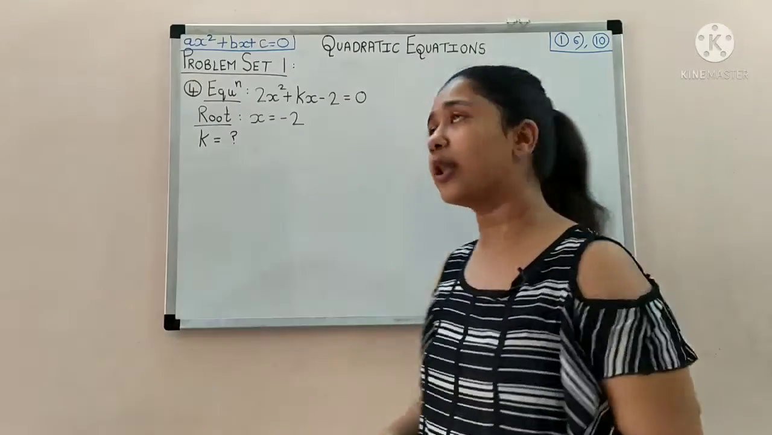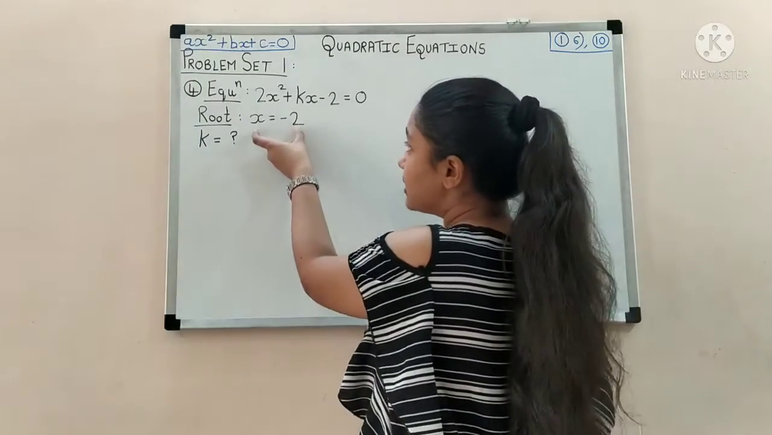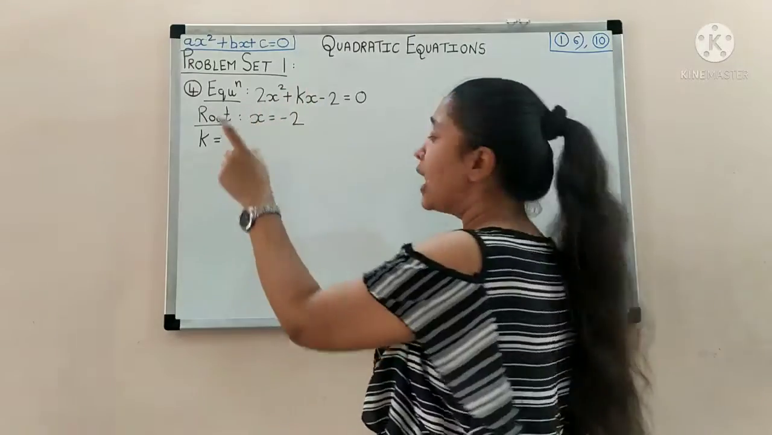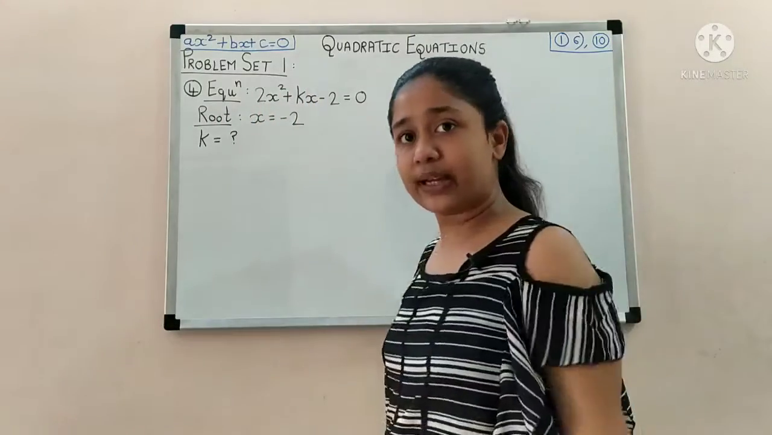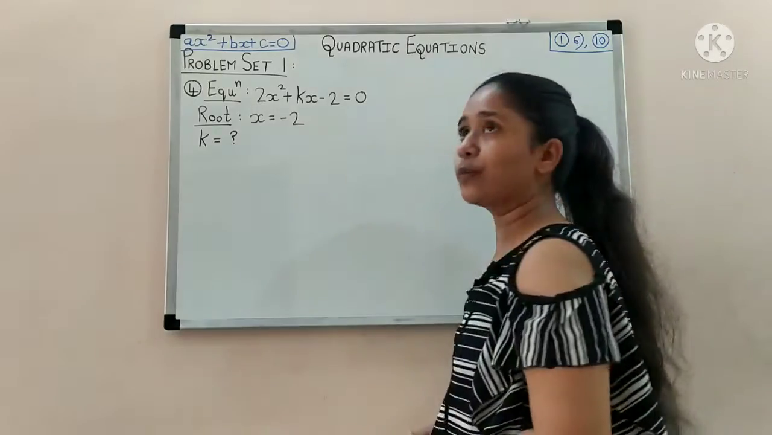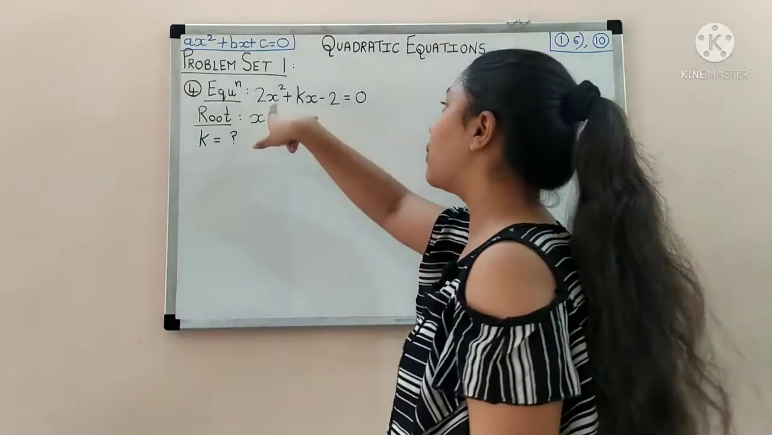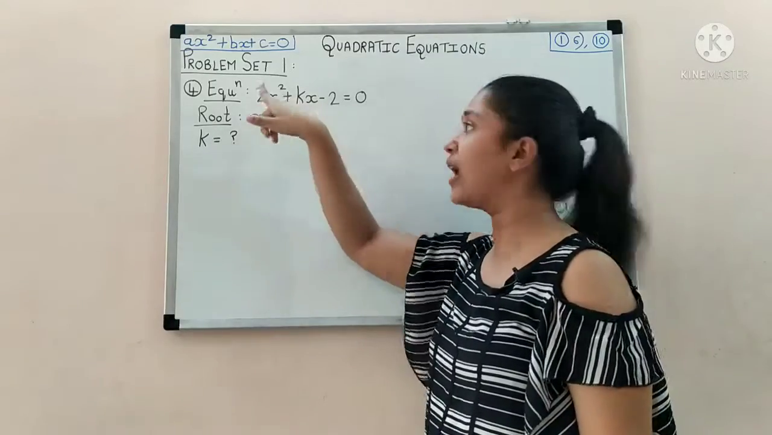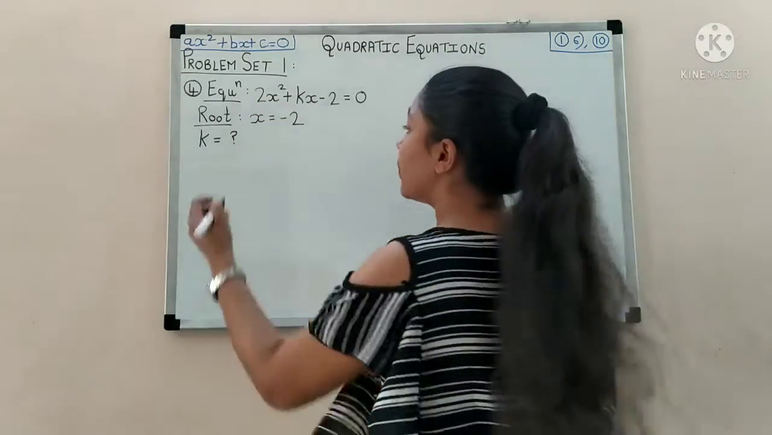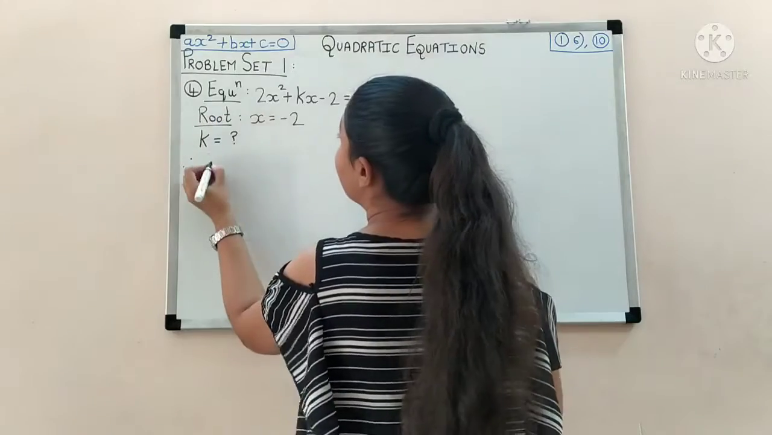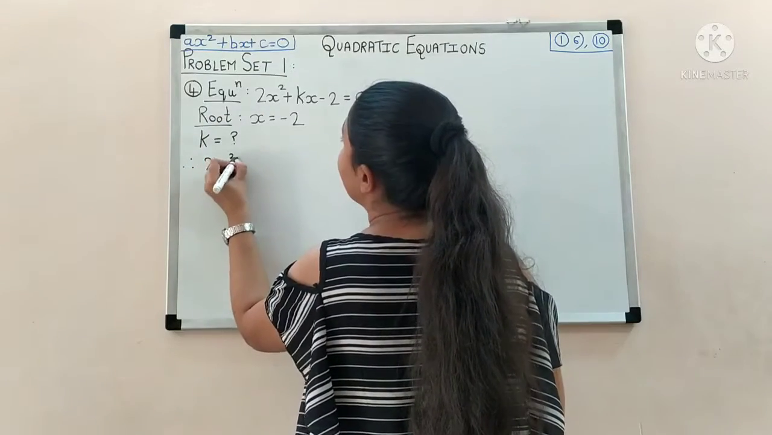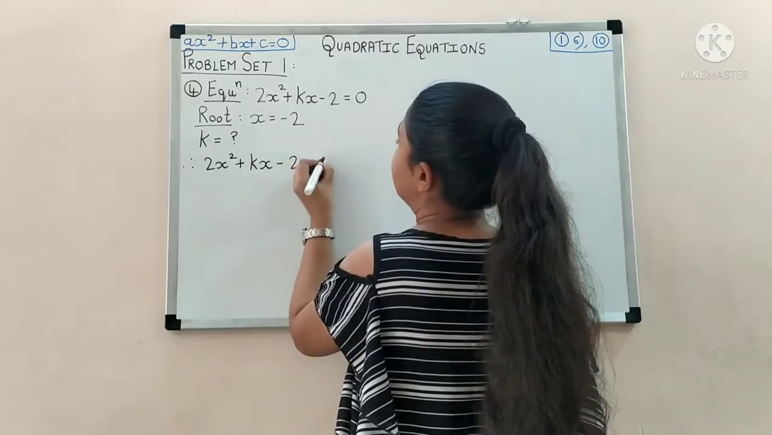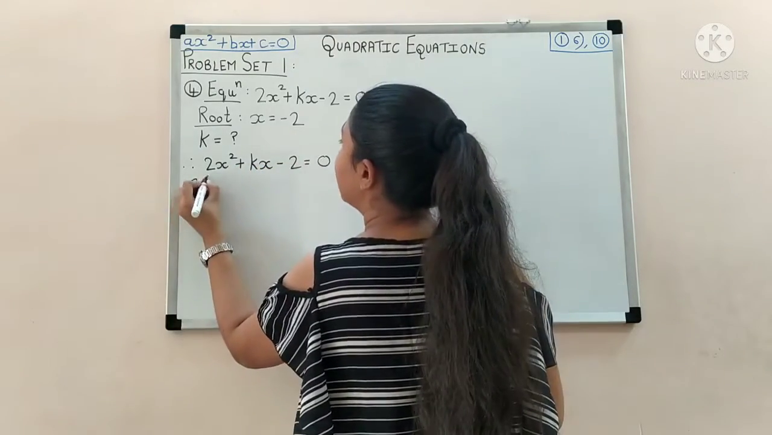So now what does this mean? That if you substitute the value x is equal to minus 2 in this equation, which is actually one of the values of x, then you will get the value of k, correct? So now no need of the second value, because you have been given one value, so substitute that value of x in both places where x appears, and you will get the answer for k. So therefore 2x square plus kx minus 2 is equal to 0. So you will substitute here simply.